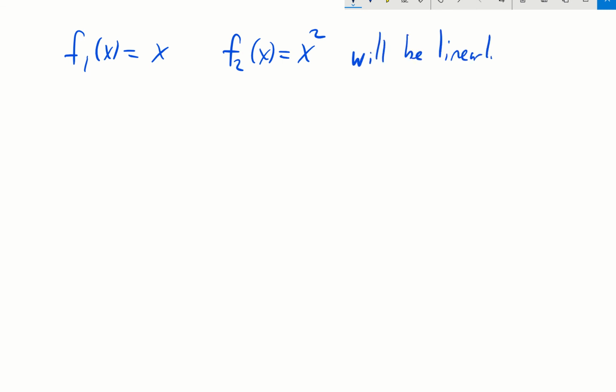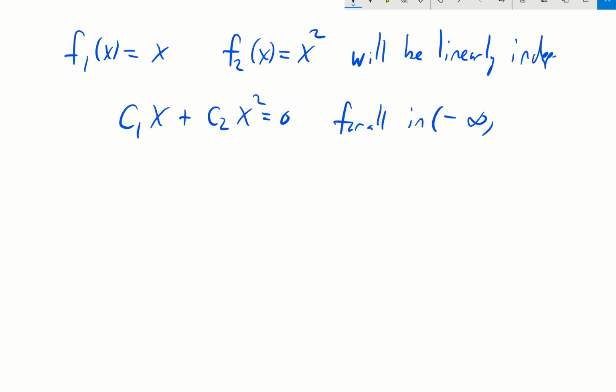If you wanted to look at a set of functions that would be linearly independent, a classic example is just to pick two x to the power terms that have a different exponent. These would be linearly independent. If you try to solve this equation, c1 x plus c2 x squared equals 0, for all x over the real numbers, think of this as a polynomial. So here's kind of the proof of this.